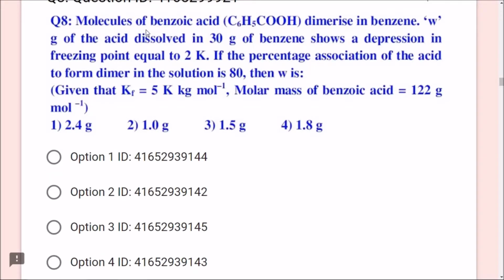Next, question number 8. Molecules of benzoic acid dimerize in benzene. W grams of the acid dissolved in 30 grams of benzene shows a depression in freezing point equal to 2 K. If the percentage association of the acid to form dimer in the solution is 80, then W is? Given that Kf is 5 K kilograms per mole. Molar mass of benzoic acid is 122 grams per mole. The correct option is 2.4 grams. Option number 1 is the correct option, friends.